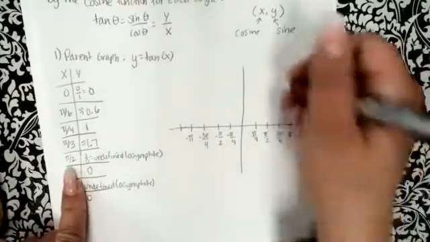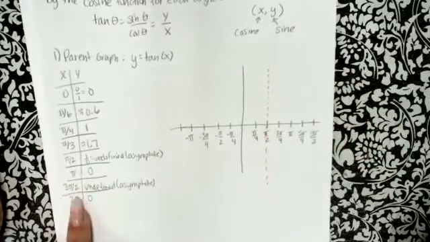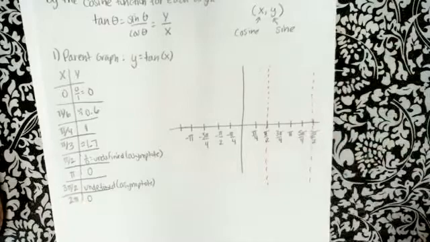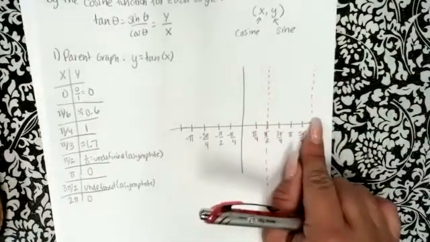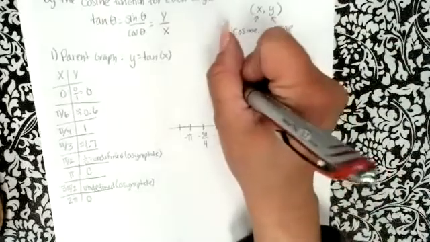pi over 2. So here's pi over 2. I'm going to have another asymptote at 3 pi over 2. So basically, every 4 notches, you're going to have an asymptote. So I'm going to have another asymptote right here.